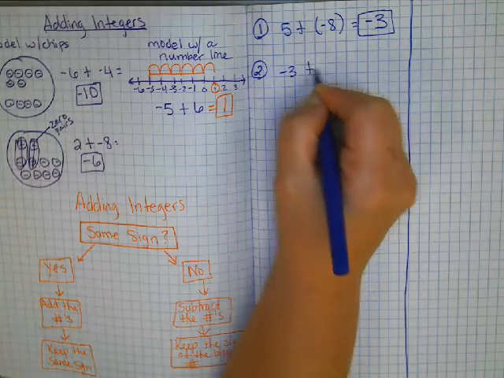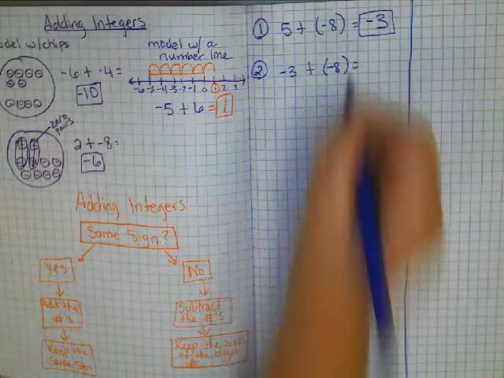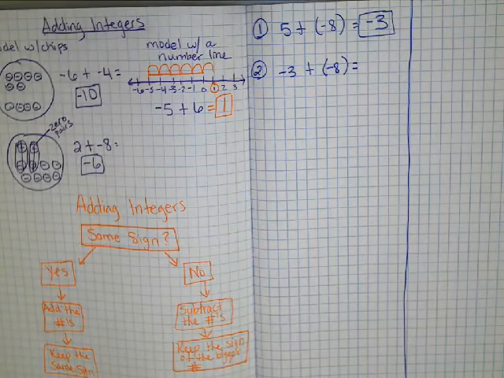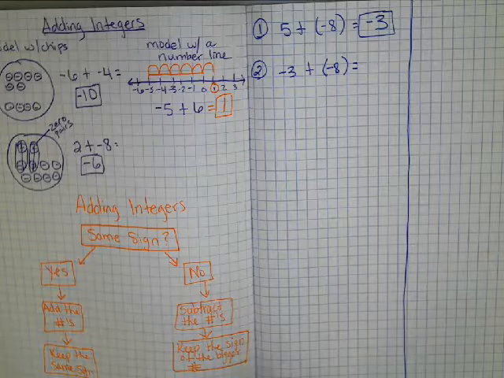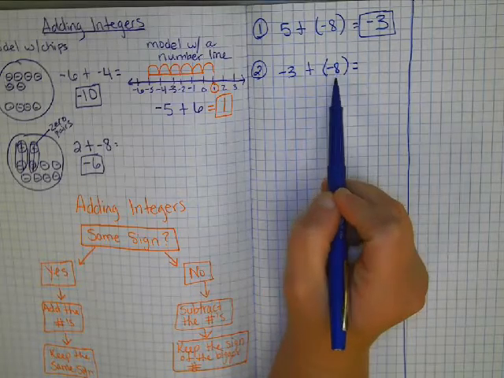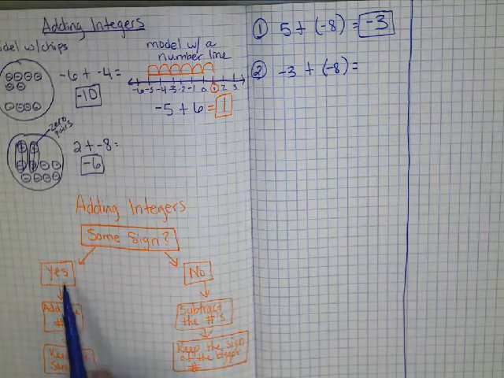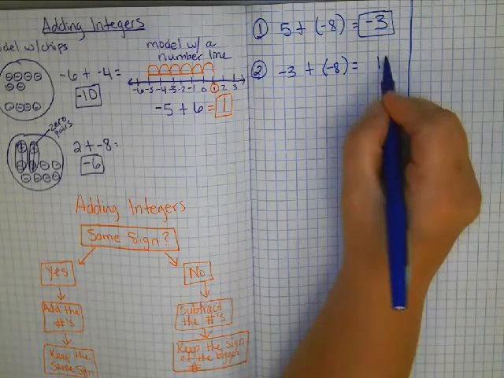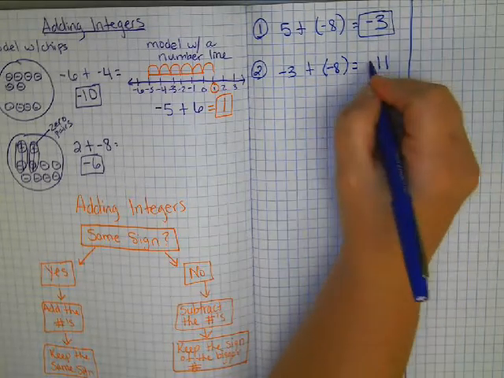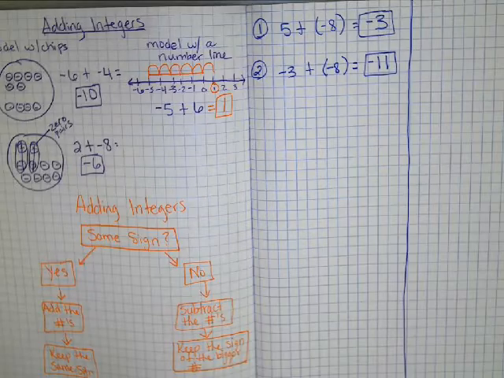So let's try another one. -3 plus -8. So pause the video right here so you can try it, and unpause when you're ready to see the answer. My signs are the same. So yes, they are. So I add the numbers. 3 plus 8 is 11, and keep the sign, -11.